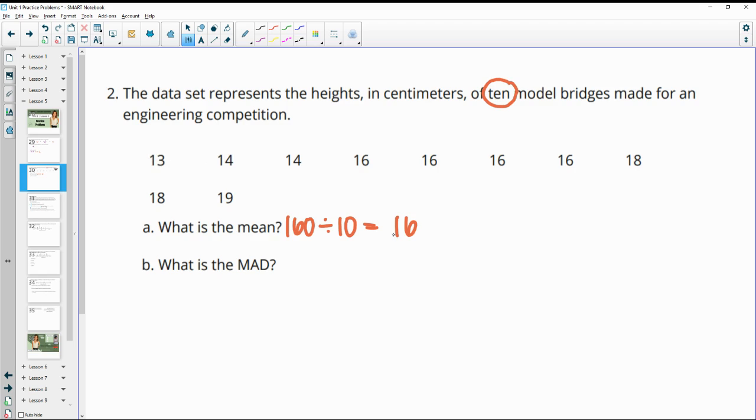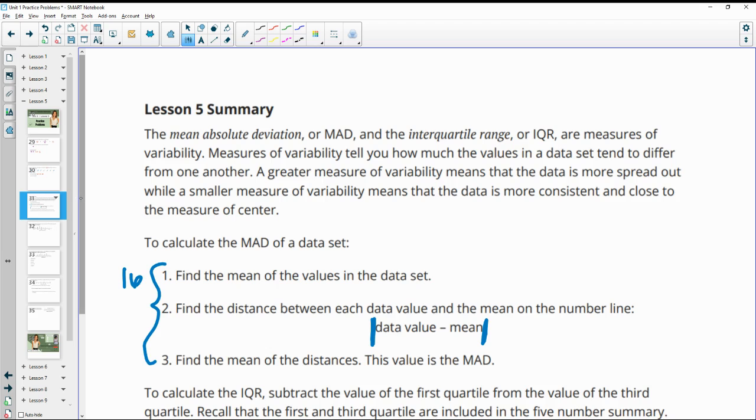So how far is it from 13 to 16? It is 3, and I'm just going to write them all here. 14 to 16 is 2 units away. 16 to 16 is 0, so each of these is the actual mean, so it's 0 units away from it. 18 to 16 is 2 units, and then 19 to 16 is 3 units. So now we've figured out how far each data point is from the mean.